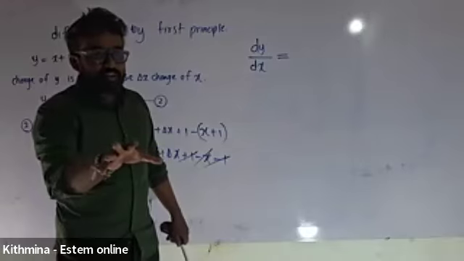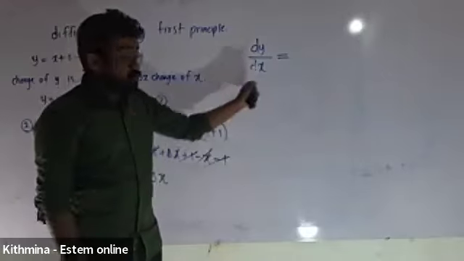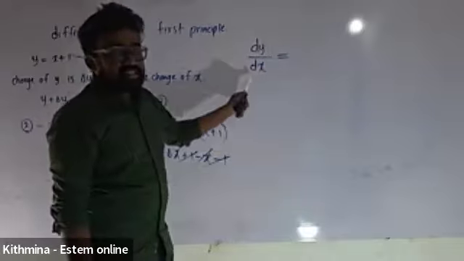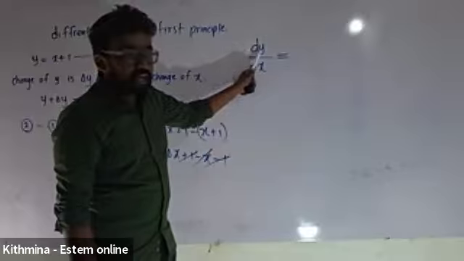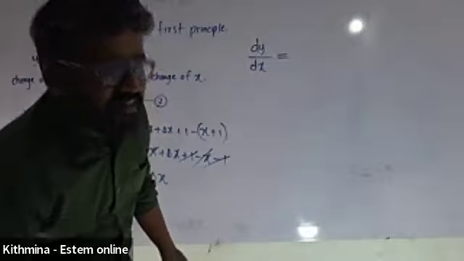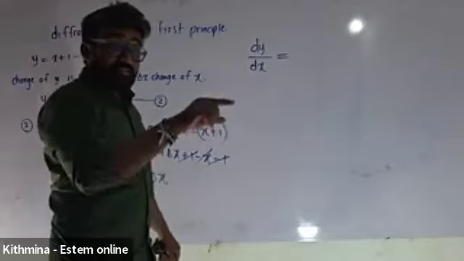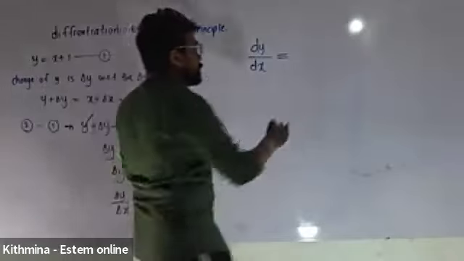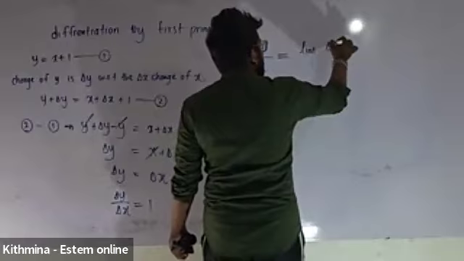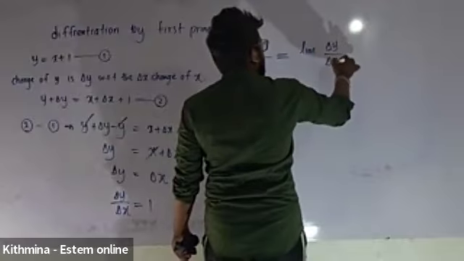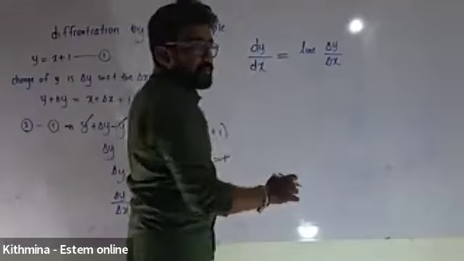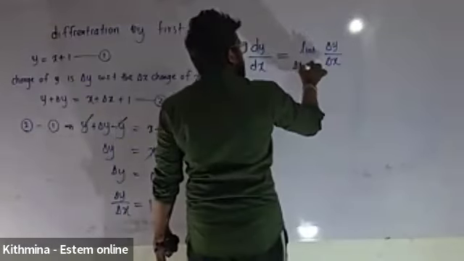Maheli, you don't know. But after this day, you should remember the definition of dy by dx. The dy by dx is the differentiation of y with respect to x. It is the limit of delta y over delta x, as delta x goes to 0. Maheli, this is a standard definition, so you should remember this.